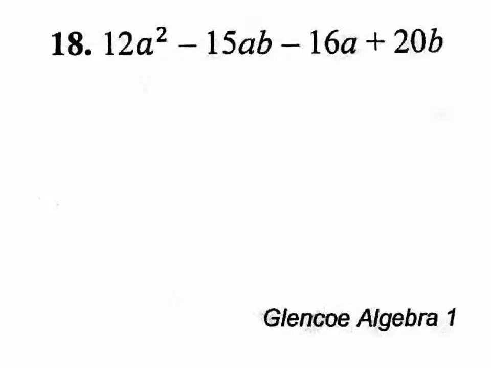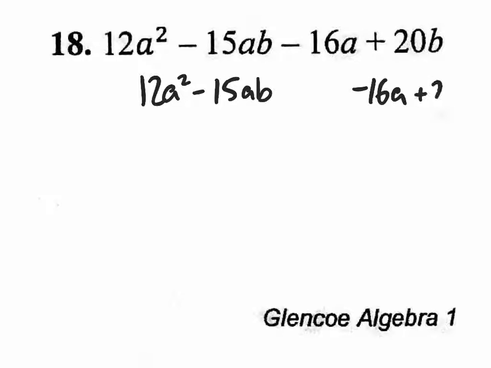So, what should I do first? Separate it into two groups? Yes. Please. I could, or I could pull out the GCF first. It's totally up to you. Oh wait, there is no GCF. Okay. So let's just start separating into two groups, right? Yes. 12a squared minus 15ab, minus 16a plus 20b. First group, what could I pull out? A 3 and an a. If I pull out a 3 and an a, what's going to be left over?